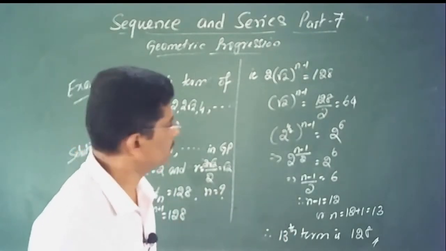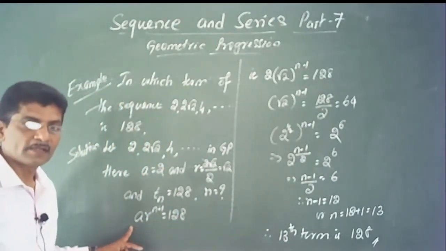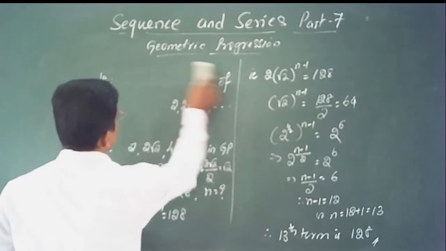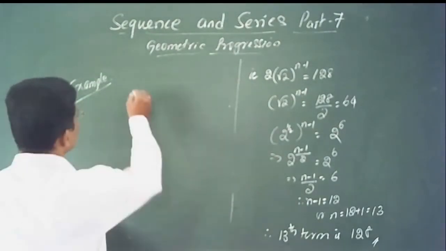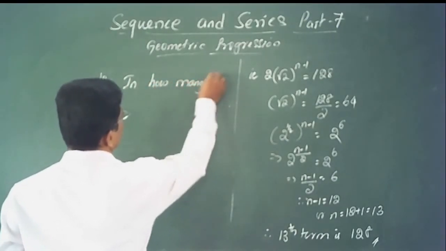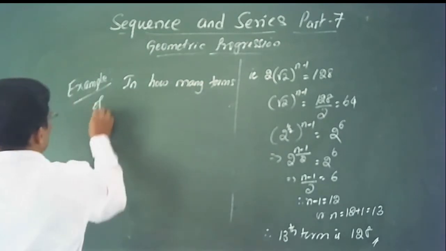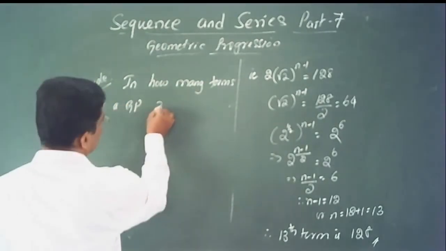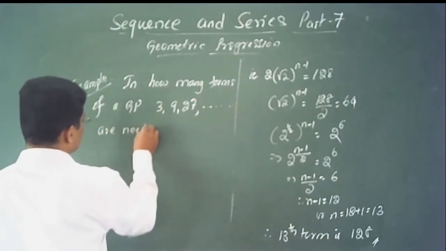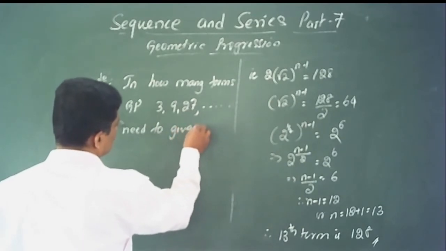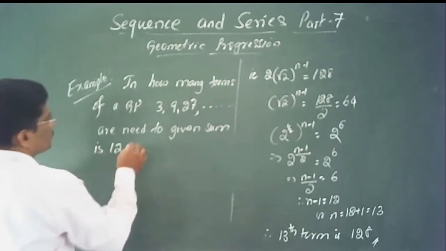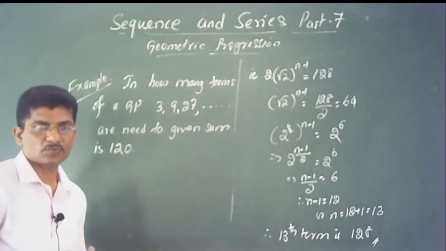Very simple problems using the formula for the nth term of a GP. The similar type questions. The next example of GP: how many terms of a GP 3, 9, 27, continue, are needed to give the sum 120? It is also a very simple question, either 2 or 3 mark questions.